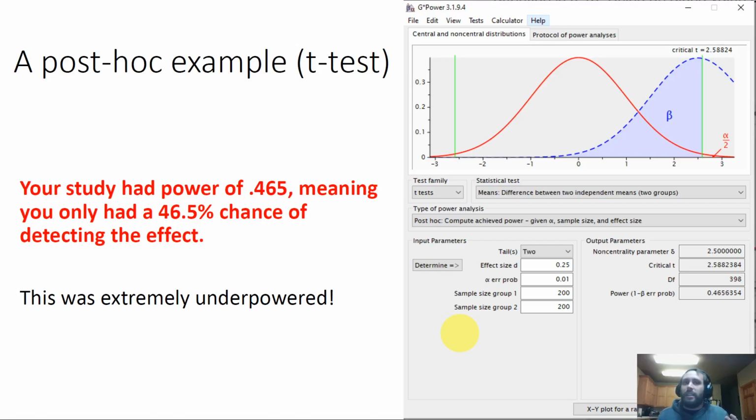So really, if you ran the study, you're probably hitting yourself on the head right now, being like, oh my gosh, I didn't even give myself a chance to detect an effect. There's no point of even running the study. And that's why they won't allow you to run studies without a power analysis if you're applying for a grant. So these are extremely important.